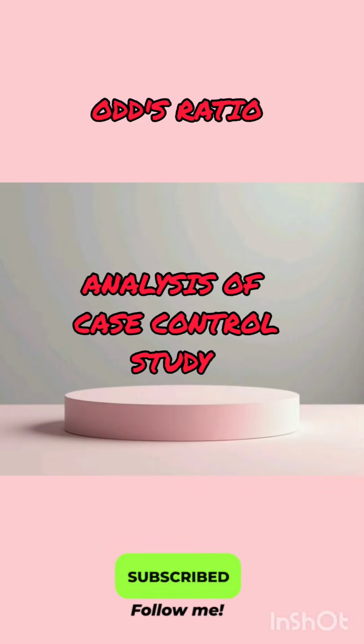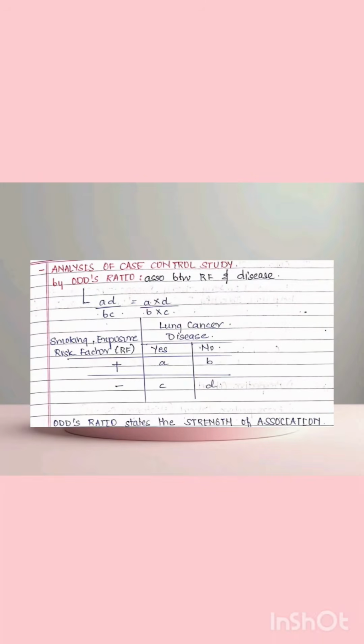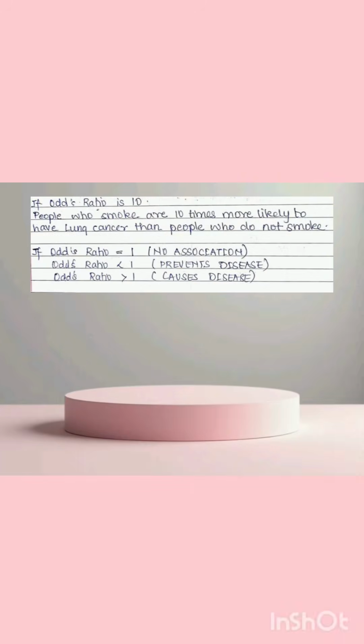Next up, we have odds ratio, which is used for analysis of case control study. In a case control study, we measure the parameters risk factor versus disease. So the formula is AD divided by BC. It measures the strength of association. If odds ratio is 1, there is no association. If odds ratio is less than 1, it prevents disease, and if it is more than 1, it causes disease.